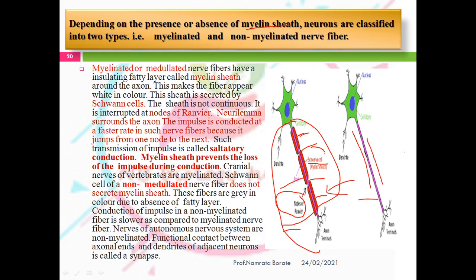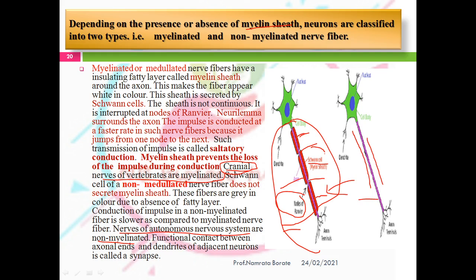The nerves of the autonomous nervous system are non-myelinated, and the cranial nerves of vertebrates are myelinated. This is a very important part regarding myelinated and non-myelinated nerve fibers.